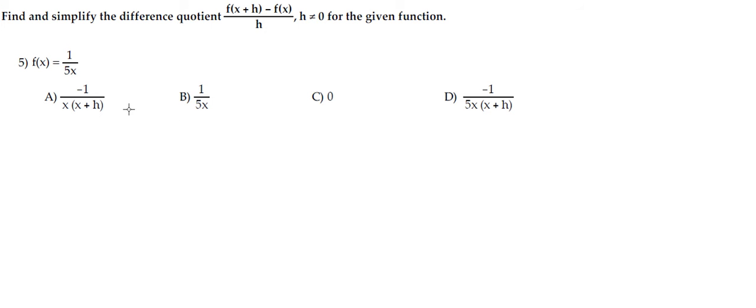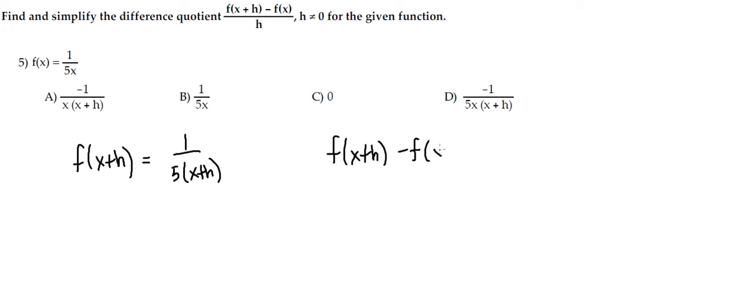This question here is a little bit tricky, obviously, because it's got these fractions. So first, let's go find f of x plus h. It's going to be pretty simple here, 1 over 5 parentheses x plus h. So when we take f of x plus h minus f of x, and then we divide that by h, here's what we get.